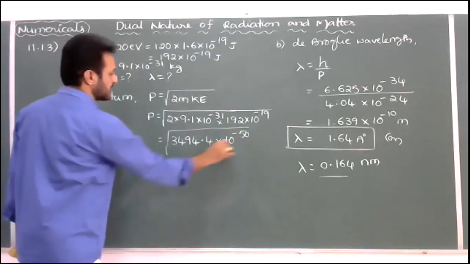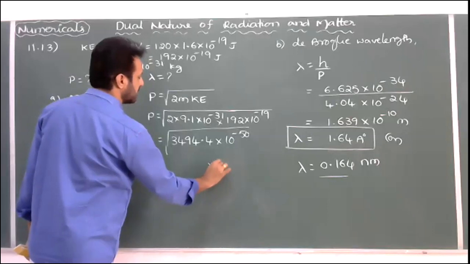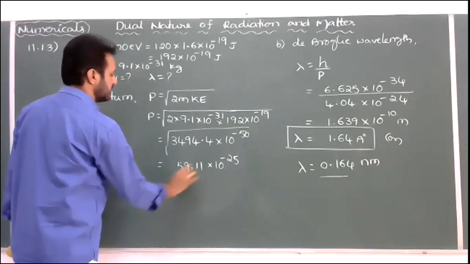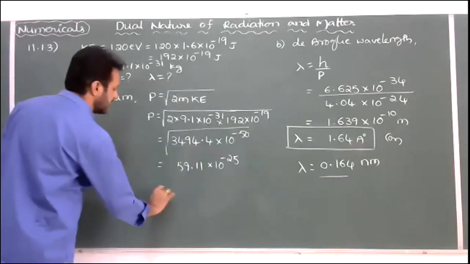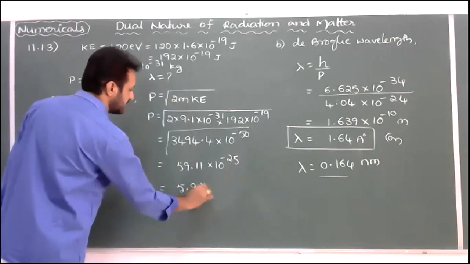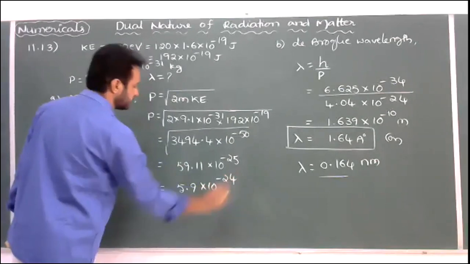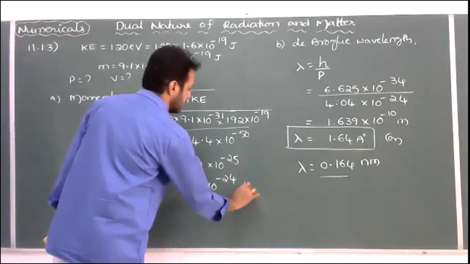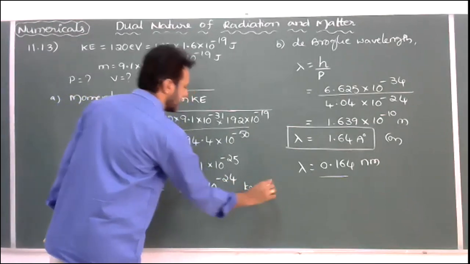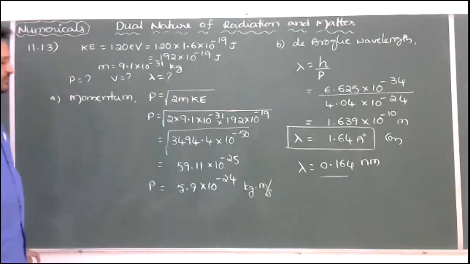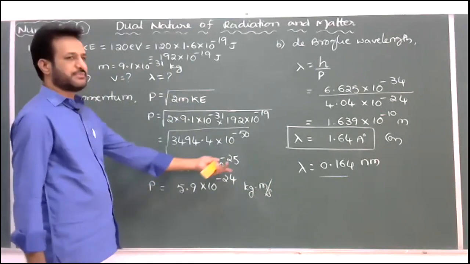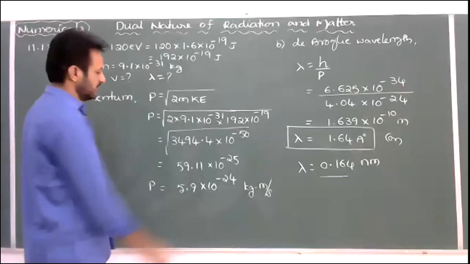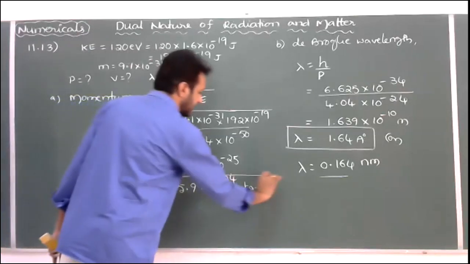If you take the root outside, 10 power minus 25 into 59.11, or we may write 5.9 into 10 to the power of minus 24. So check the answer: 5.9 into 10 to the power minus 24 kg meter per second. We can round up this value also. 59.11 is given; we can round it up to 5.9 approximately, no problem. It is the first answer.